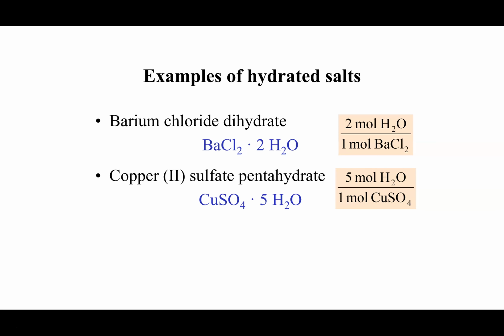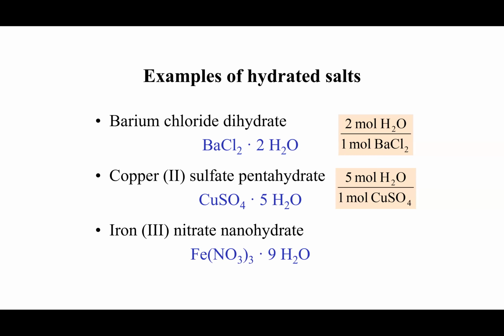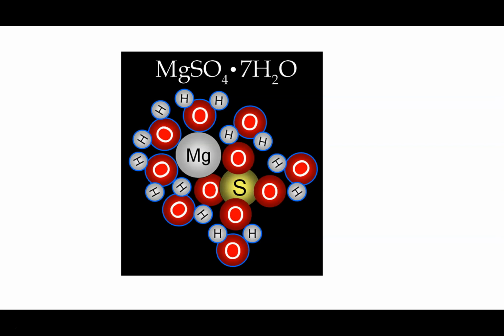You can see in these peach colored things, we're going to be using this to our advantage. Picking on copper(II) sulfate pentahydrate, for every 1 mole of the salt, we have 5 moles of water. That 5 moles of water is coming right from here. Iron(III) nitrate nonahydrate, nona meaning 9. Here's your salt. For every 1 formula unit of the ionic compound, we have 9 waters of hydration.